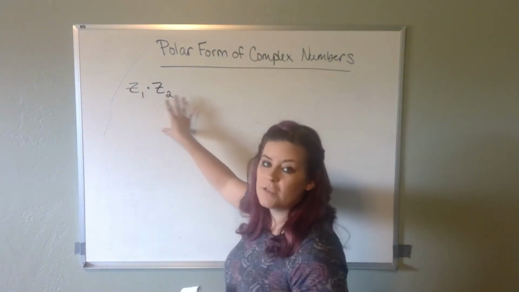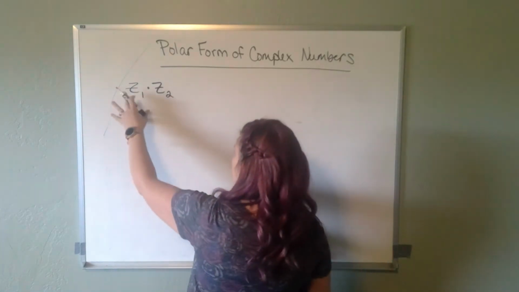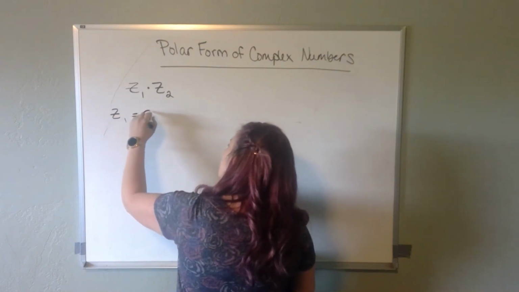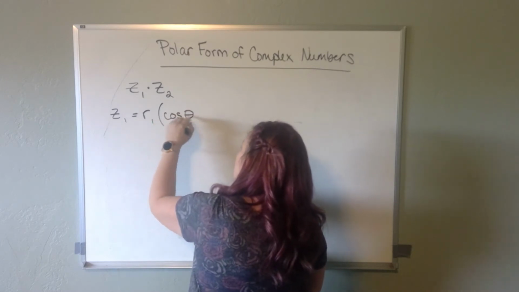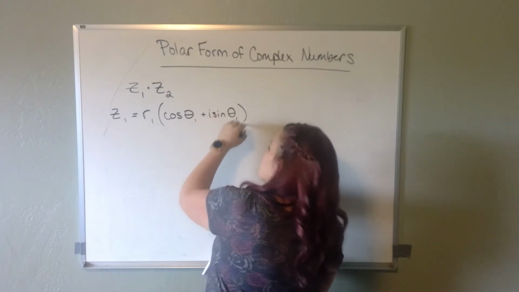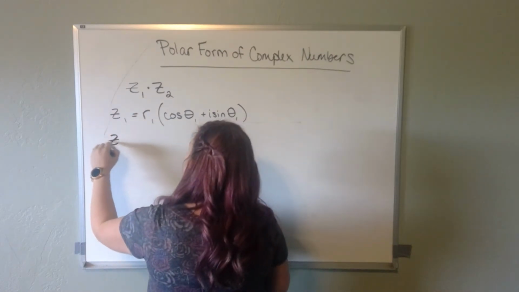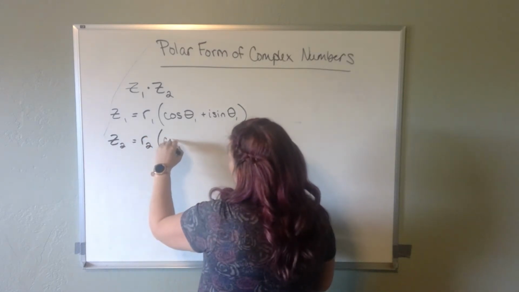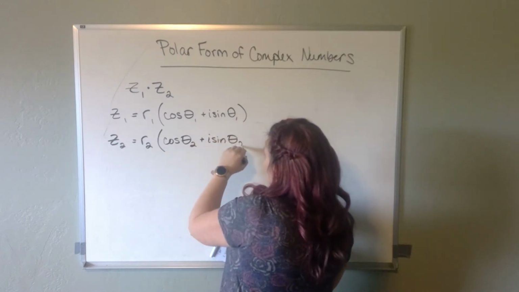So maybe you have a z1 and a z2, and you want to multiply those together. So let's say z1 and z2 are both complex numbers. Let's say that z1 is labeled as r1 times cosine theta 1 plus i sine theta 1. So just the general form with the little 1 saying this is the first complex number. Let's say z2, let's call that r2 times cosine theta 2 plus i times the sine of theta 2.